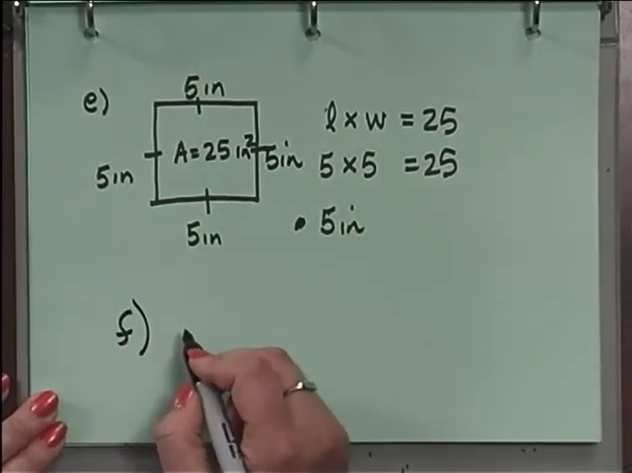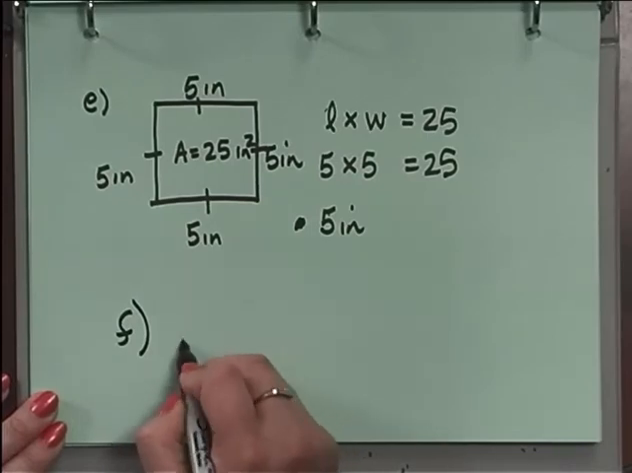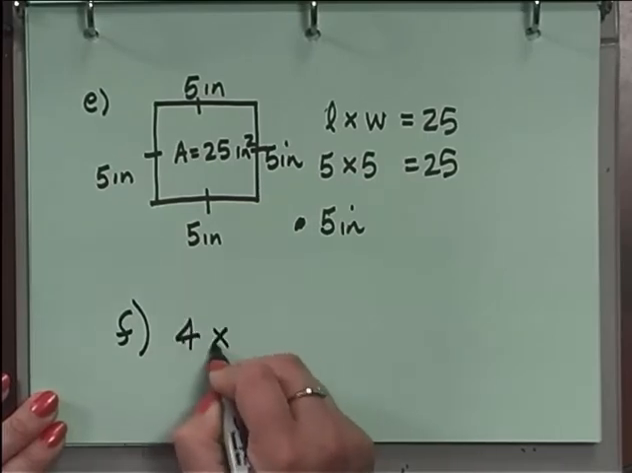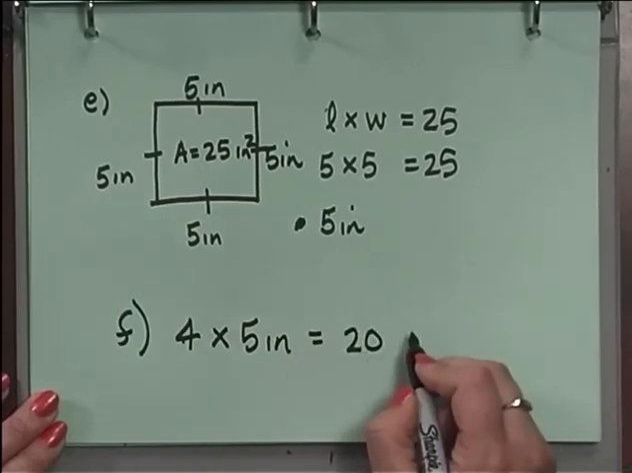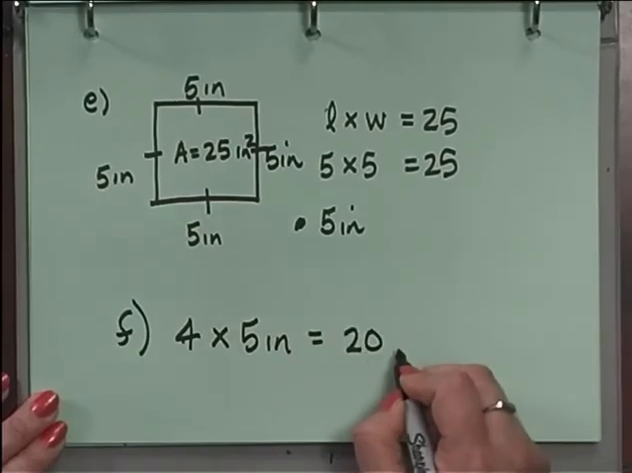So for problem F, it says, what is the perimeter of the square? Well, the perimeter has 4 sides, and each side is 5 inches. So 4 times 5 is 20. So the perimeter then would be 20 inches.